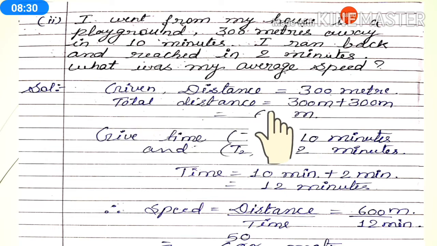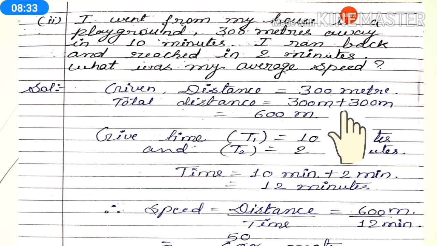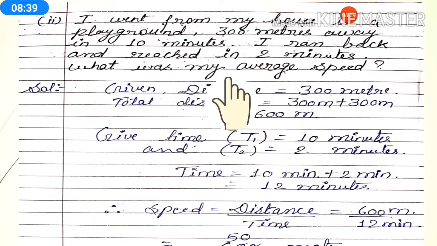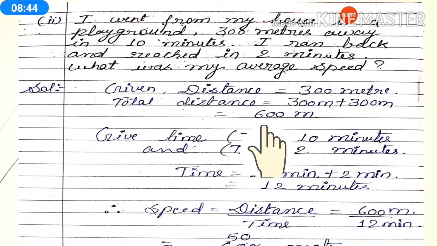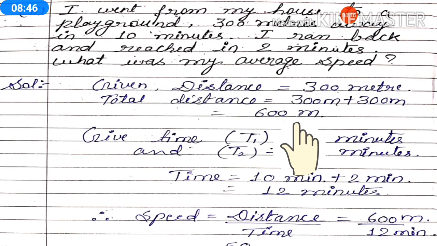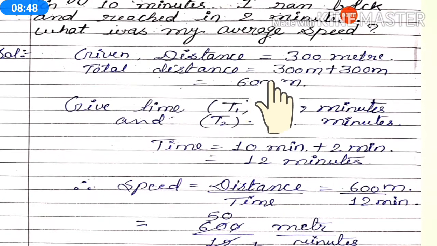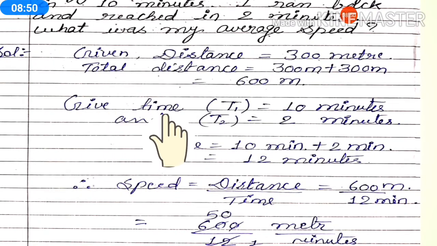So the 300 meters is covered twice. That's why our total distance is 300 meters plus 300 meters. You understand now why we have taken it twice, because the distance in this case is covered two times. So 300 plus 300 is 600 meters. So our total distance is 600 meters.